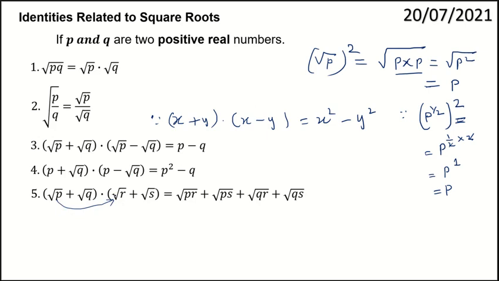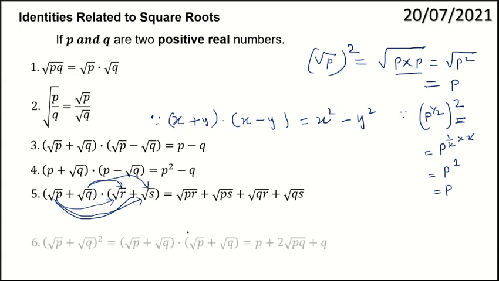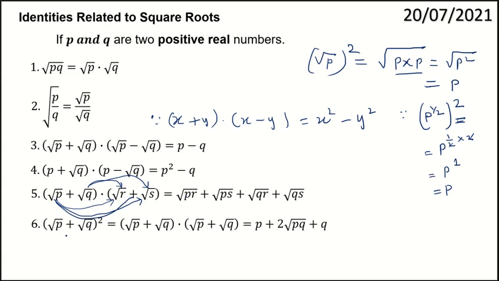Root p into root r is root pr, root p into root s is root ps, root q into root r is root qr, root q into root s is root qs. Then next identity is root p plus root q whole square. Root p plus root q whole square can be done using the same fifth identity, root p plus root q into root p plus root q.